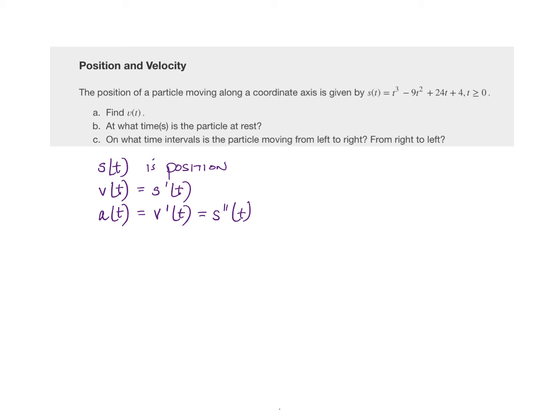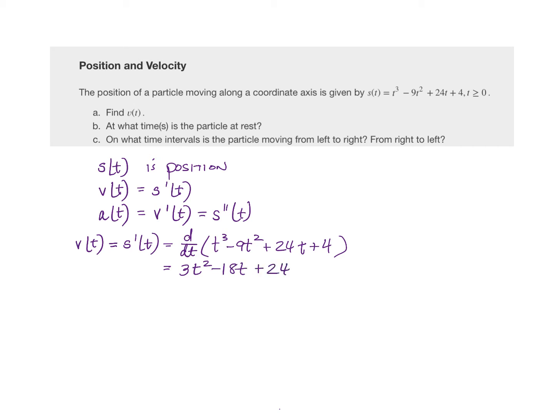We first want to find v of t, and so v of t we know is the derivative of s of t. So it's going to be the derivative with respect to time of t cubed minus 9t squared plus 24t plus 4. And so again, you may need to go back and take this step by step with your derivative rules, but the answer is going to be 3t squared minus 18t plus 24. That is our velocity function. And it's going to vary depending on what we plug in for t.